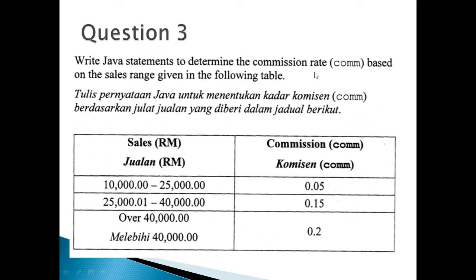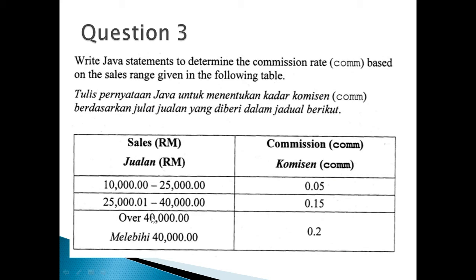Okay, question 3 again. Ini sub question 3 again. Write Java statement to determine the commission rate based on the sales range given in the following table. So dia bagi awak range. Java statement ni maknanya jangan buat full program lah. Focus on the range saja. Kita tak payah buat full coding. Just buat part of the statement.